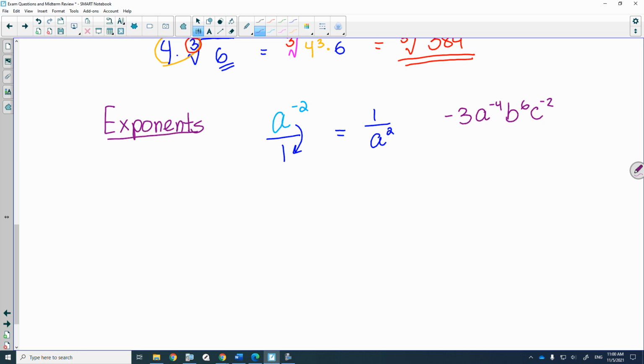it's going to look identical to your unit exams. Okay, how would you do this? What are you going to move from the numerator into the denominator? Ainsley? Yes. That negative 4 belongs to the a, not the negative 3. And then you have to move this one. That negative 2 belongs to the c. So your answer would be negative 3, b to the 6, over a to the now positive 4, c to the 2.